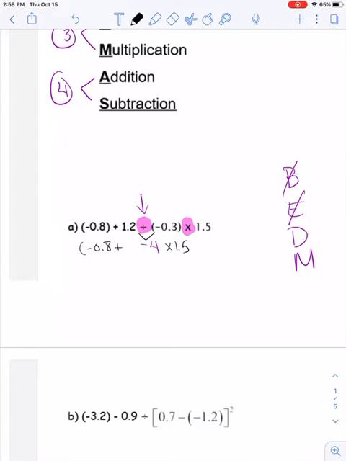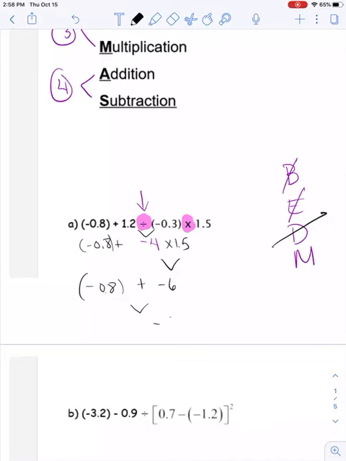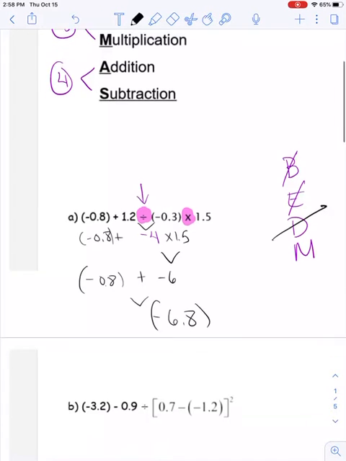So there's no more division, but we do have a multiplication. -4 times 1.5 gives me -6. We rewrite the rest of the equation, and then we only have an addition to do. Type it in, we get -6.5.